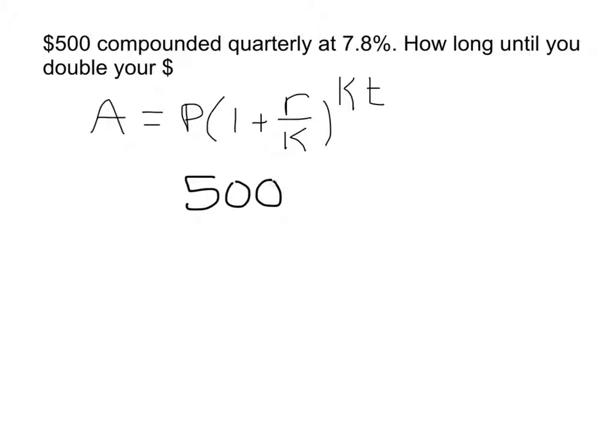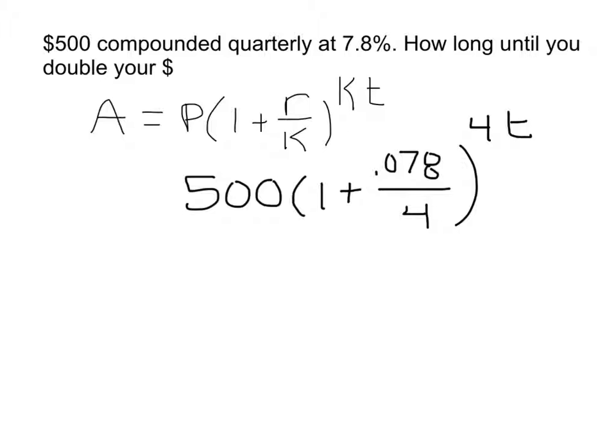$500 times 1 plus 0.078 divided by, now this problem says quarterly. Quarterly means 4 times per year, and so I'm going to put a 4 on the bottom right here, and it's going to be to the 4 times t power, t because I don't actually know how long it will take to double my money. And if you look at the A in the equation, the A is the amount that you end up with. And doubling my money means I'm going to end up with $1,000.